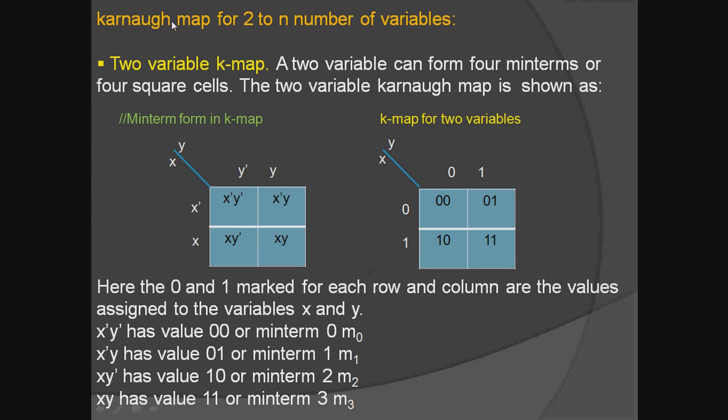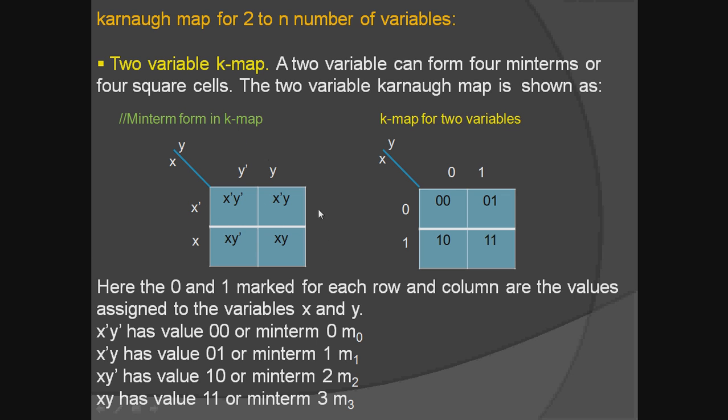Now a K-map can be from 1 to n number of variables, up to 6 variables, but here we'll discuss K-maps with 2 variables, 3 variables or 4 variables, right? So the first one is the 2 variable K-map. Now 2 variables can form 4 min terms or 4 square cells. So that means a 2 variable K-map or Karnaugh map can form 4 min terms or 4 square cells.